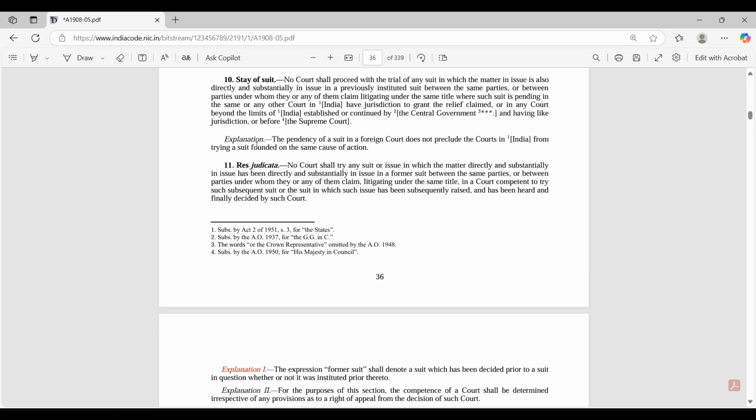Now when we read the explanation, the pendency of a suit in a foreign court does not preclude the courts in India from trying a suit founded on the same cause of action. Again, foreign court. In today's era, there is one sort of possibility, divorce cases. Let's say there is a couple, they belong to India. They are Indian residents. They went outside for a job. Now they want to file for divorce in the foreign court. So in that manner, this particular explanation is related to Section 10, stay of suit.